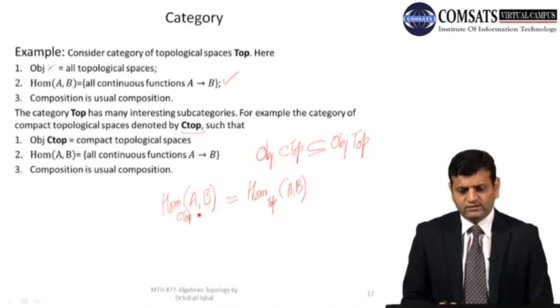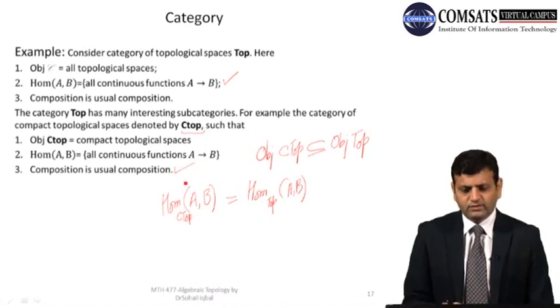So in this case, this is also a subset of this, so in particular they are equal. We are taking composition to be the usual composition, so once again they are the same. So by definition of the subcategory, the category of compact topological spaces is a subcategory of the topological spaces.